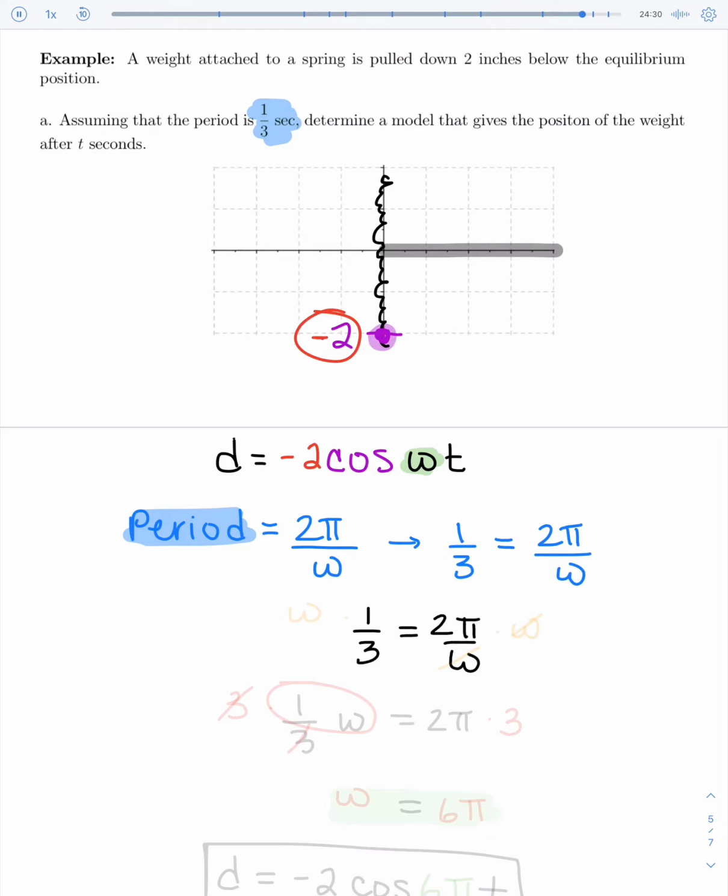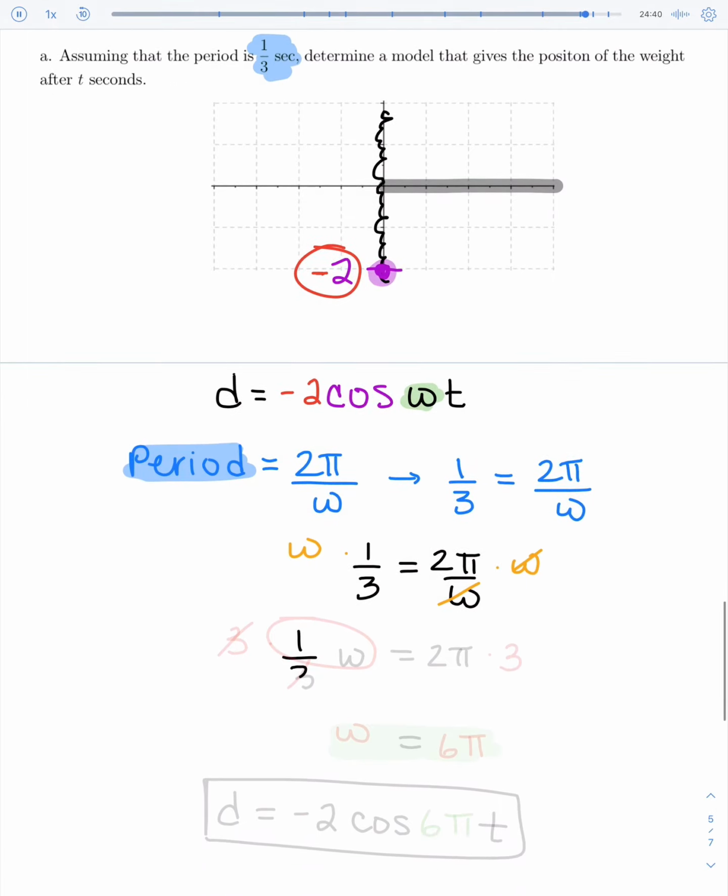To solve this for omega, we cannot leave omega in the bottom, so we need to multiply both sides by omega. That will get us, let's see, 1/3 omega equals 2 pi. Now to get rid of the 1/3, we're going to do the reverse. We're going to multiply both sides by 3. And then that does leave us with a 1 omega, which is just omega on the left, and then the 2 pi times the 3 on the other side gives us a 6 pi for our omega.